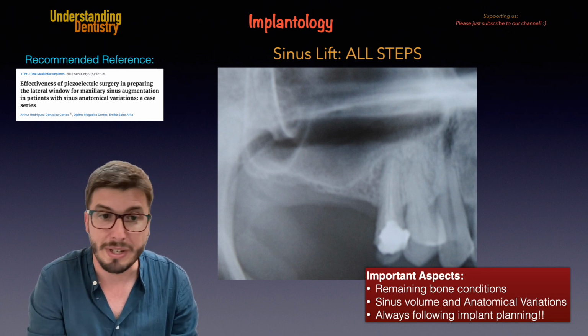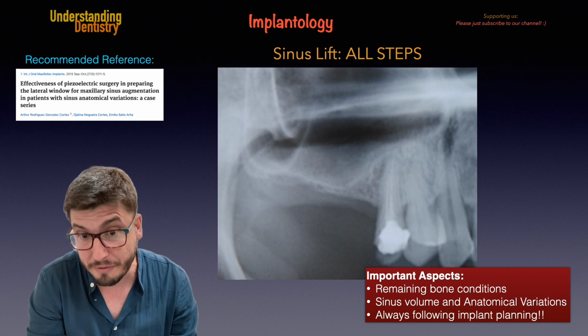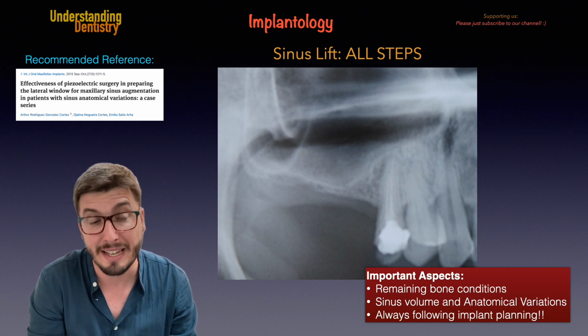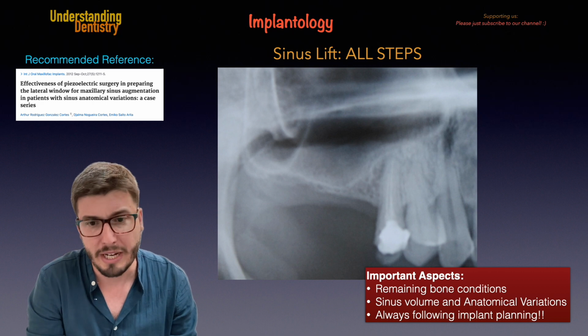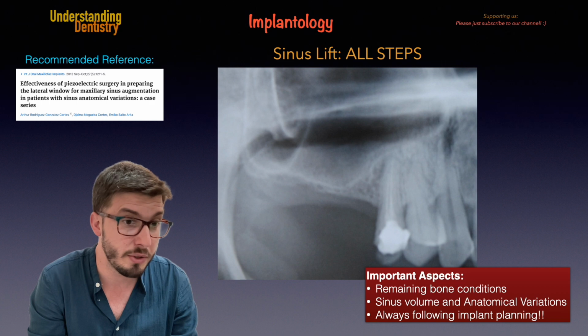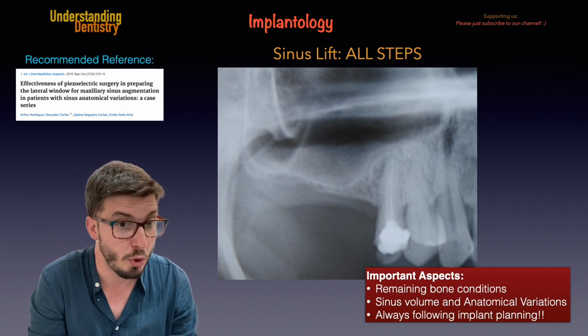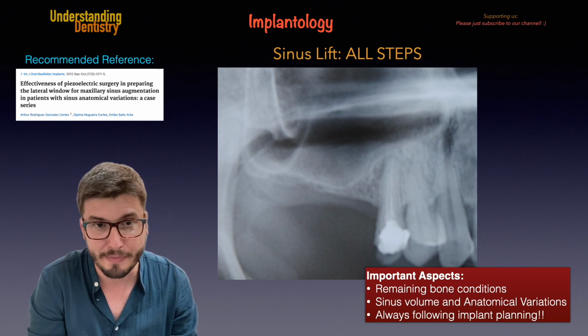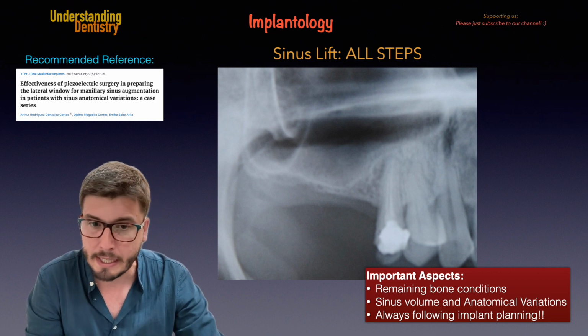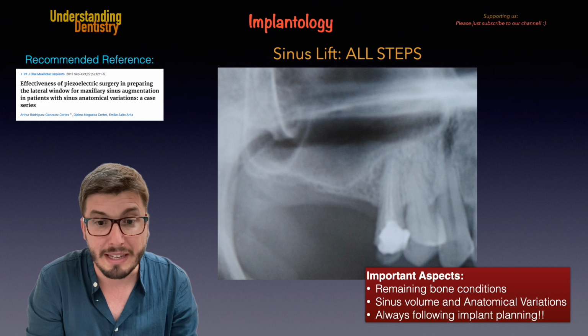Sinus volume, so we need to plan the volume that we want to graft, and we need to detect the anatomical variations, such as the sinus septum. Other variations would be a very thin wall of the sinus, the lateral wall that we want to open to do this technique. In this video we are going to cover the lateral wall technique, always following the implant planning.